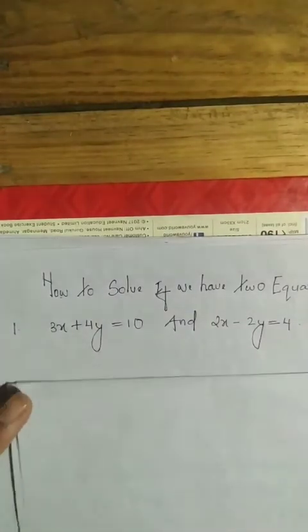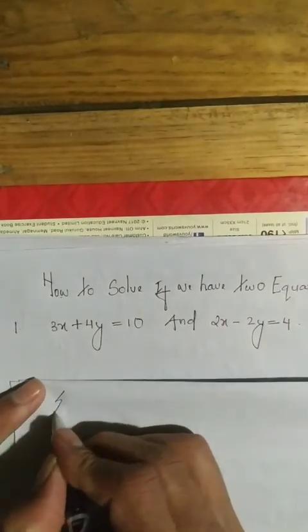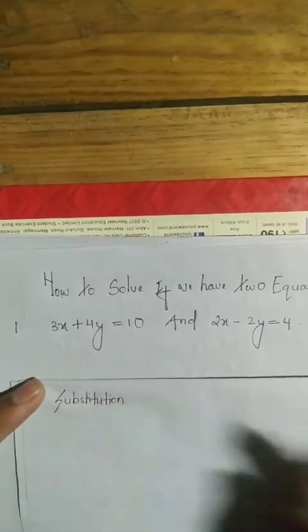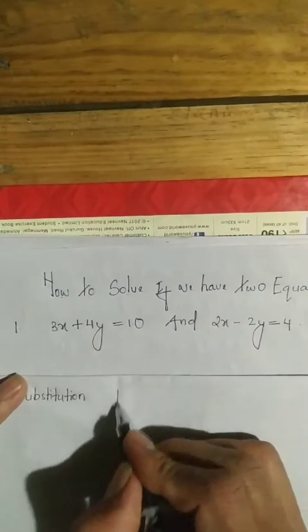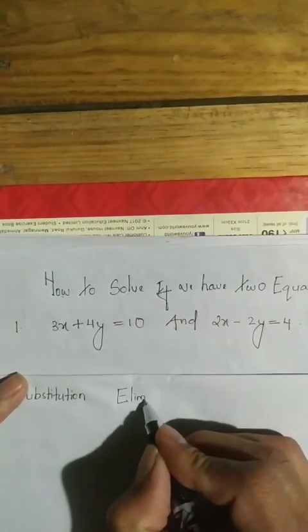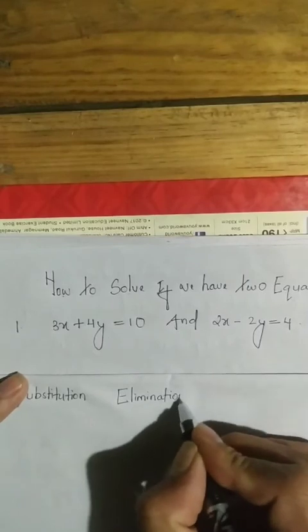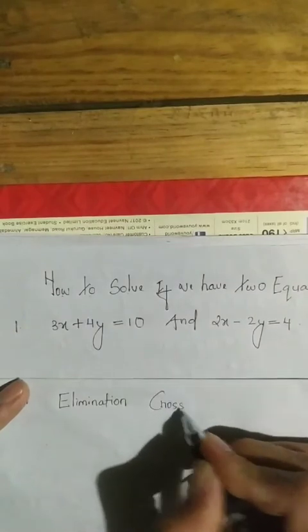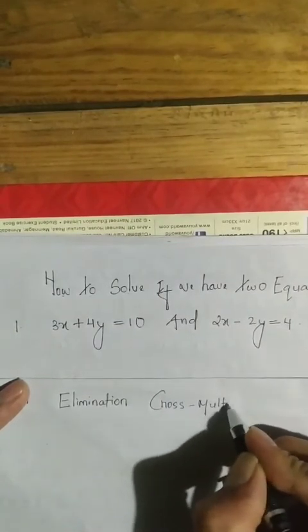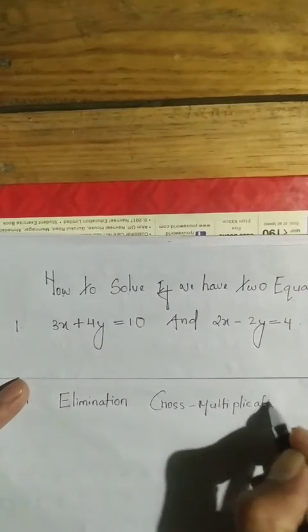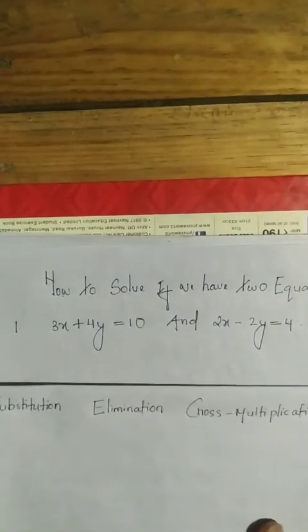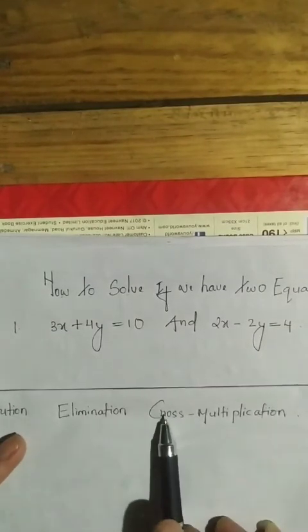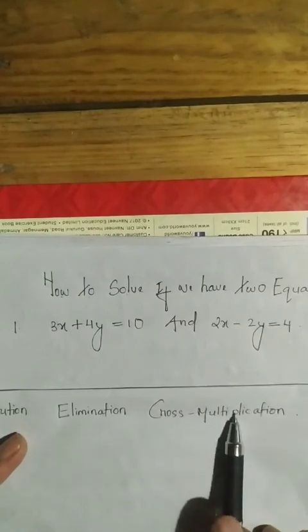The first method is called the substitution method. The second is called the elimination method. And the third one is called the cross multiplication method. So the first one is the substitution method, the second one is the elimination method, and the third one is the cross multiplication method.